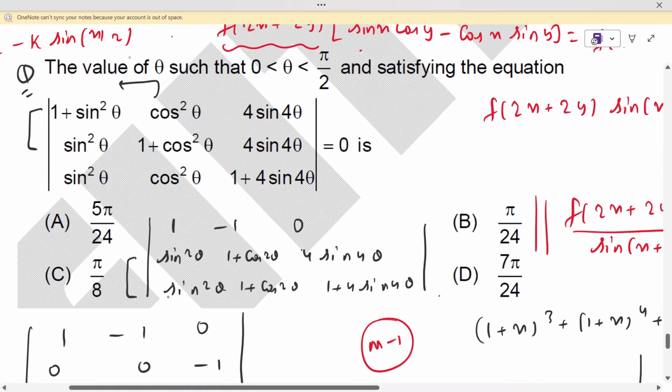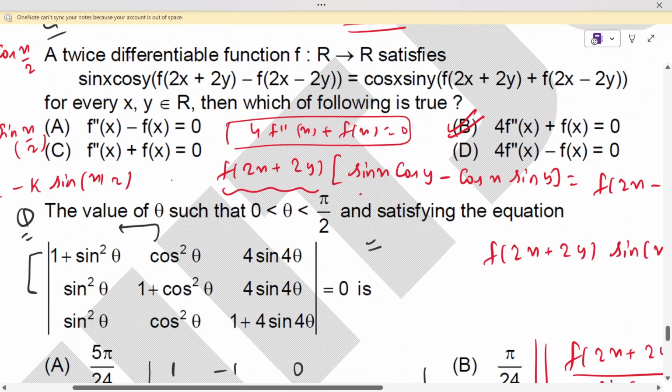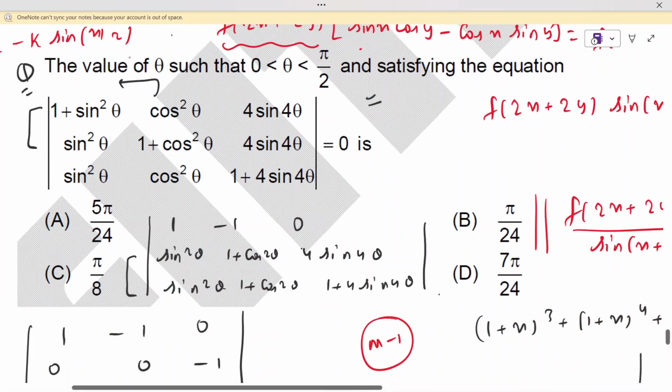You know what? This question also appeared in JEE 2025. Both questions also appeared in JEE 2025.